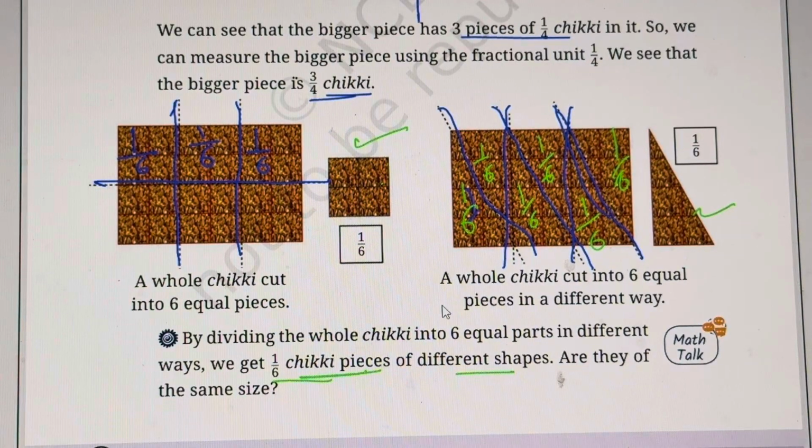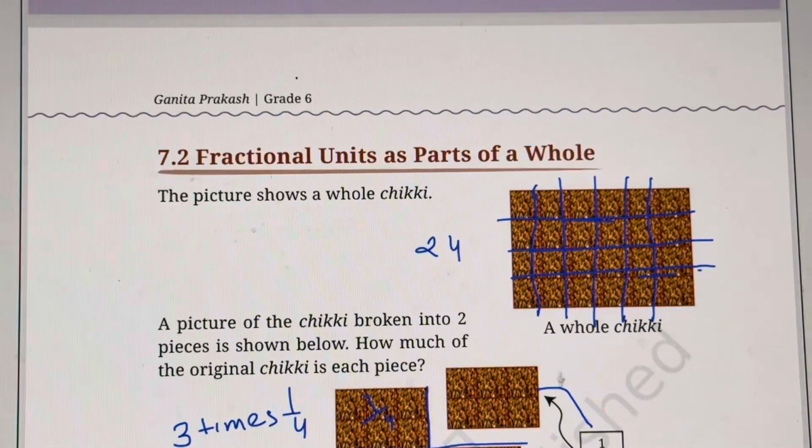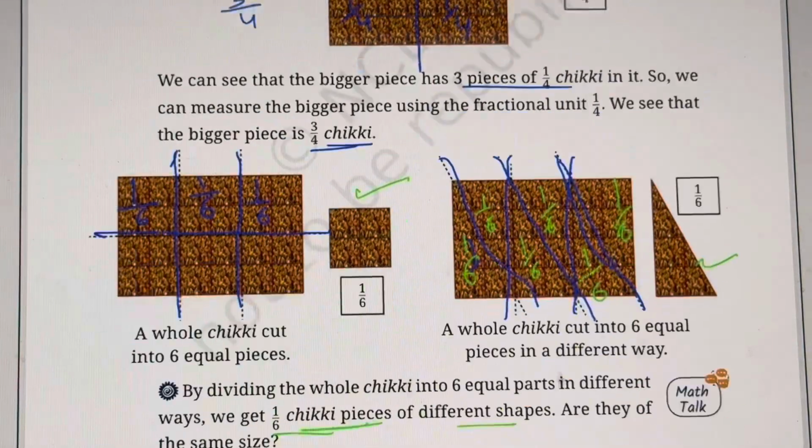They don't look similar. So if you look into the grid which I told you, which we made in the previous whole chickpea, this one, how many parts were there? 24 total parts were there.